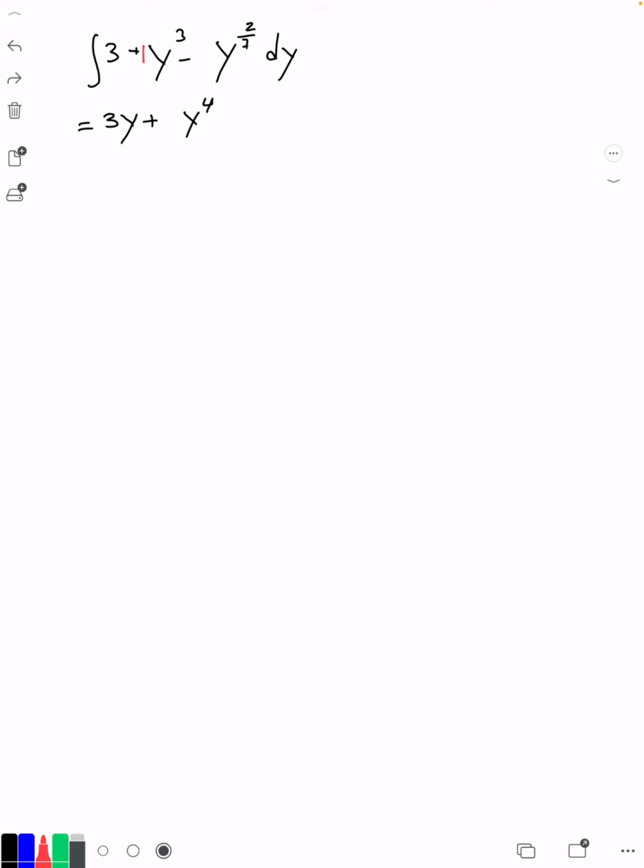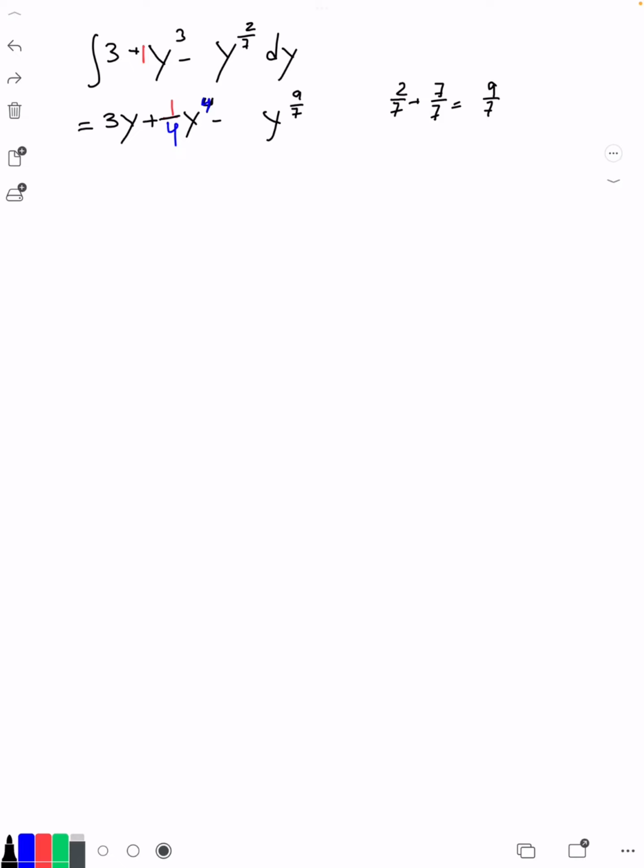And now we're going to write down the y that we have here. So it's 1y, so it's going to be 1 over the new power, which is 4. So it's 1/4 y to the power of 4. And now we're going to have y. Then we're going to have 2/7 plus 1 equals 9/7. So it's going to be y to the power of 9/7.